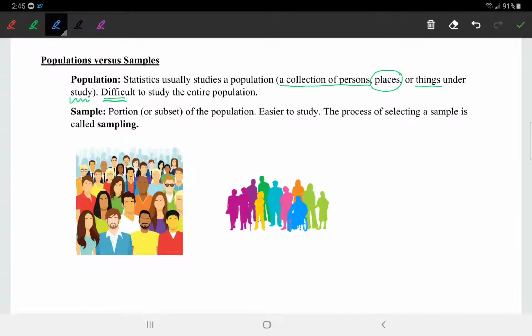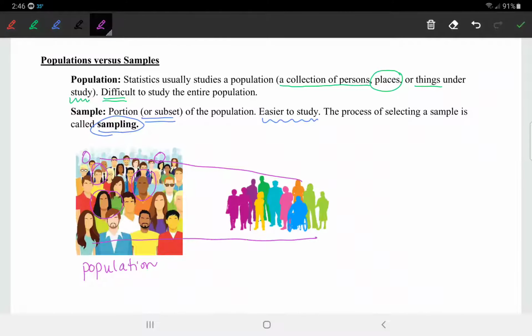So instead, what we'll do is we'll look at a portion, which is a subset of the population, because it's easier to study. But we have to pick a sample, or this subset of the population, and the process of selecting the sample is called sampling. So say, for example, in this picture, what we're trying to look at here is all of these individuals. In this case, we would say this is the population. And then we can pick randomly different people in this population and pull them out, and we would have a smaller group. That smaller group would be the sample.